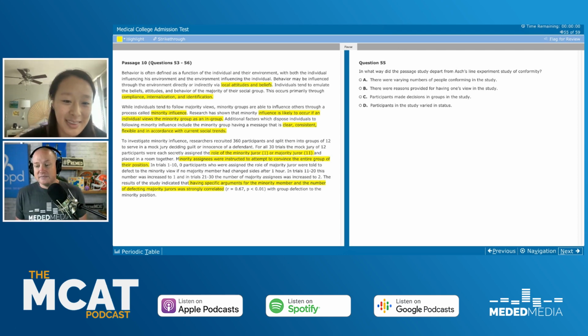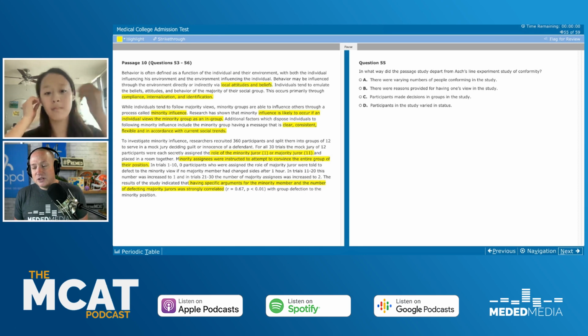Okay. Yeah. All right. So knowing that, answer choice A, there were varying numbers of people conforming in the study. B, there were reasons provided for having one's view in the study. C, participants made decisions in groups in the study. D, participants in the study varied in status. Let's see if we can get rid of answers here. Answer choice C, participants made decisions in groups in the study. Seems like that would be just like the line experiment, right? Because you have a group of people and you're trying to sway decisions. So to me, C is not departing from that. So I'm going to get rid of that.